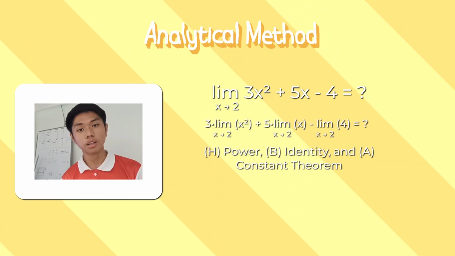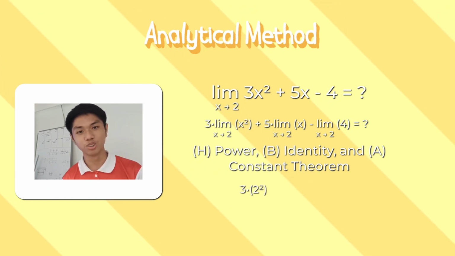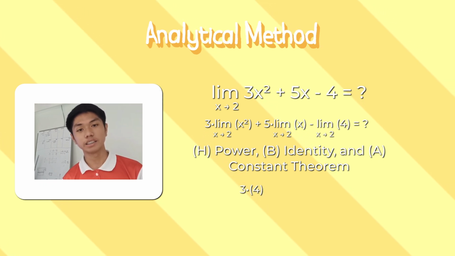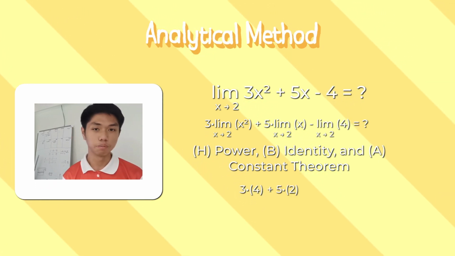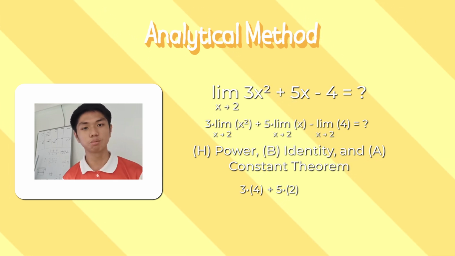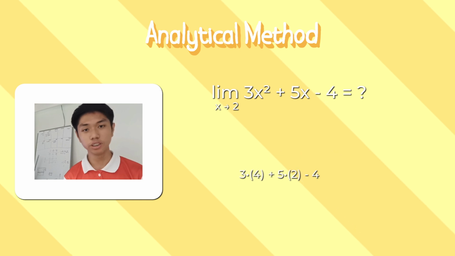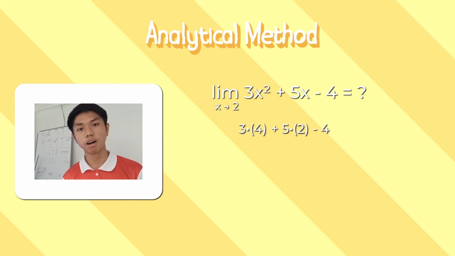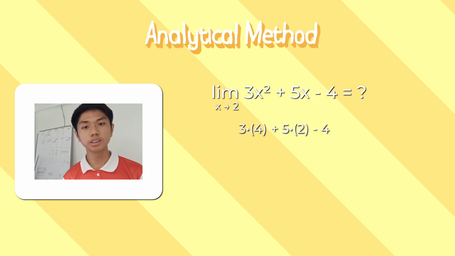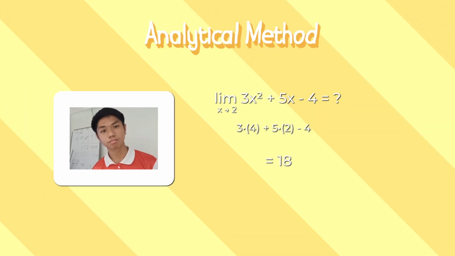Using the power law, the limit of x as x approaches 2 to the power of 2 is 2 squared or 4. Using the identity law, the limit of x as x approaches 2 is just 2. And finally, using the constant law, the limit of 4 as x approaches 2 is just 4. Multiplying them with their coefficients, 3 times 4 is 12, 5 times 2 is 10, adding them and then subtracting 4 gives us our final limit of positive 18.